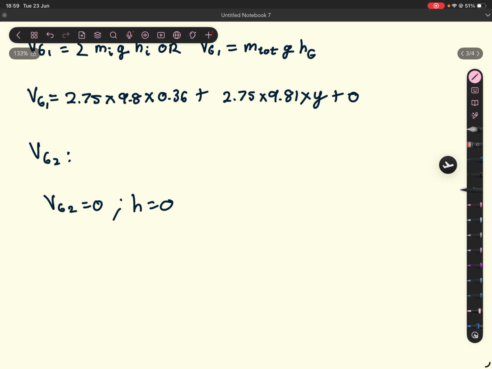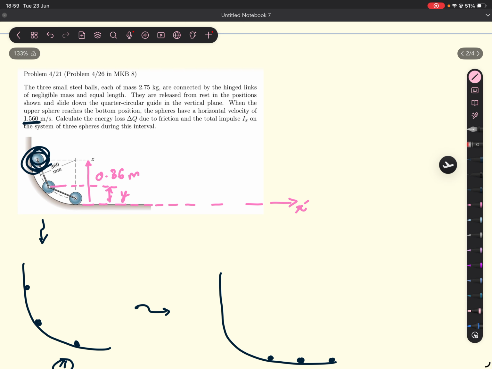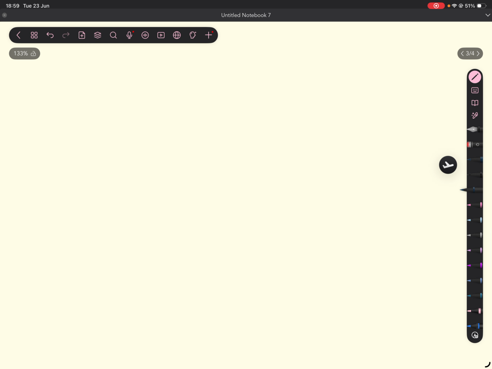Now we have all our different components, right? And we can substitute it into this equation and solve for the amount of energy that would have been lost due to friction. Okay, and then the second part of the question says that we should find the impulse, Ix.